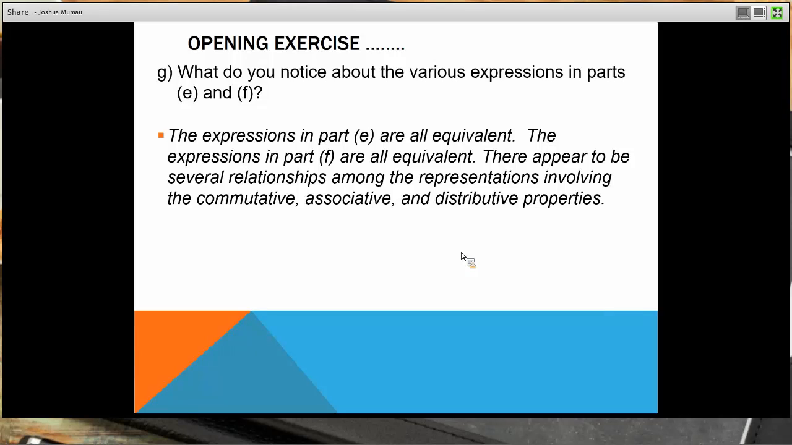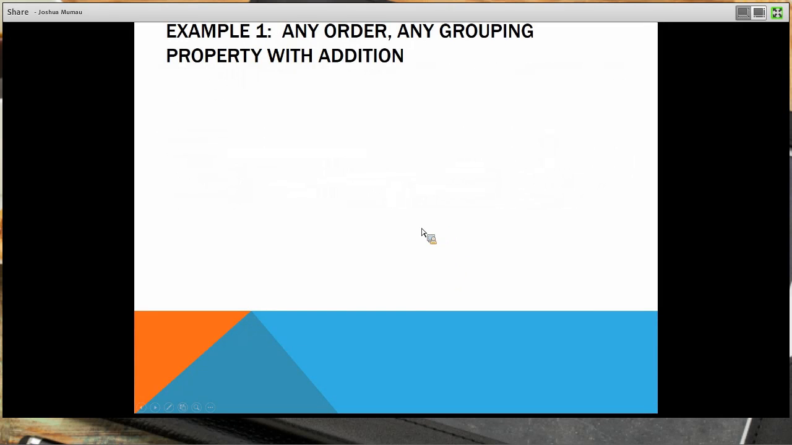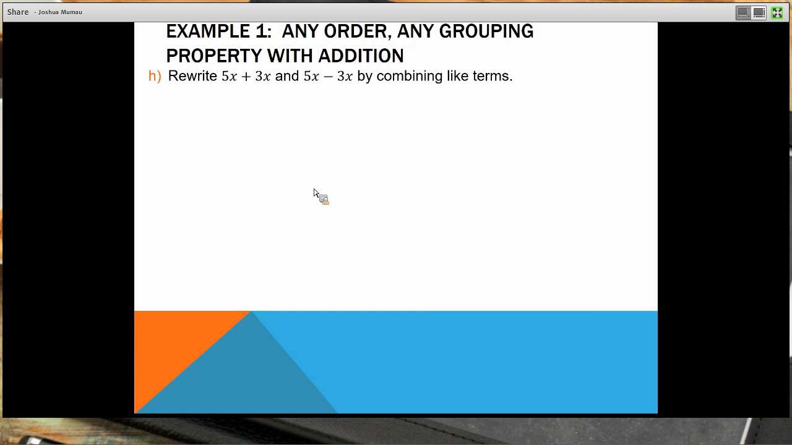Looking at those answers, those different variations, there's a lot of relationships that are happening between the commutative, associative, and distributive properties. Let's begin with example 1. Example 1, any order, any grouping. We have the following problem. We want to rewrite the two expressions by combining like terms.